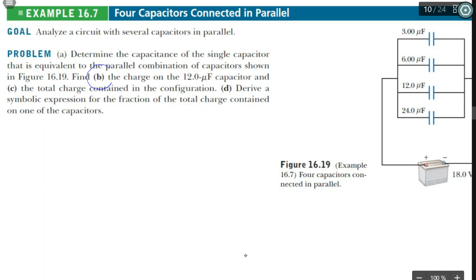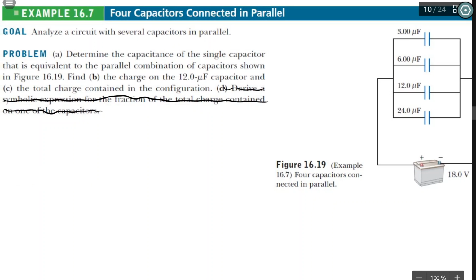Try to find how much charge is on it and how much charging the total circuit has as well. What we are not going to do is part D. We're not going to do that one, so I'm going to cross that out. Okay. So let's see what we're given.